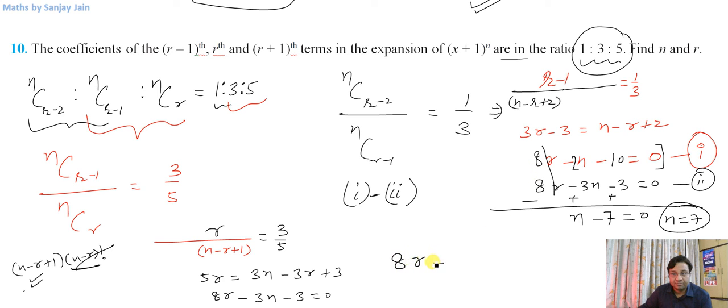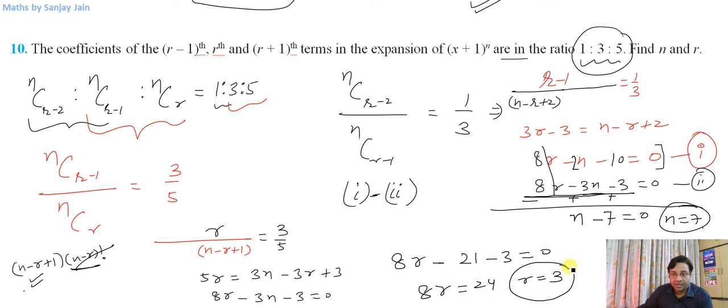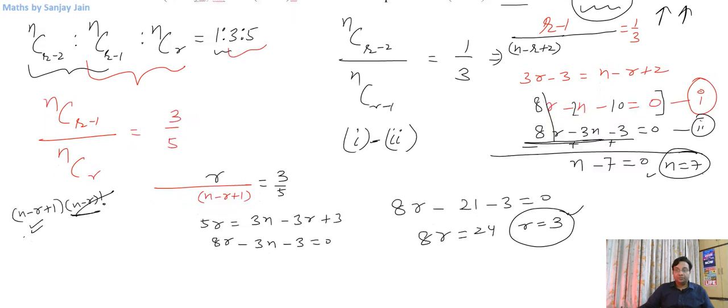8r minus 3 into n, that is 21, minus 3 equals 0. So 8r is equal to 24, r is equal to 3. r is 3, n is 7. This is what I had to find out. This calculation was a little lengthier, otherwise there is nothing in this question. So you need to take care while calculating. I hope I have been able to explain it to your satisfaction.